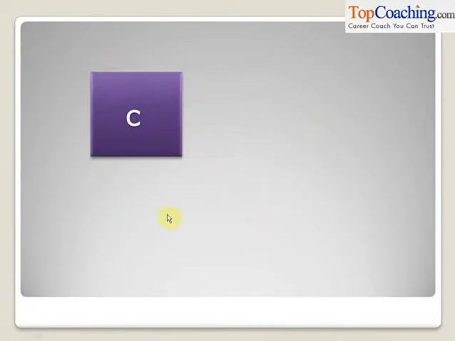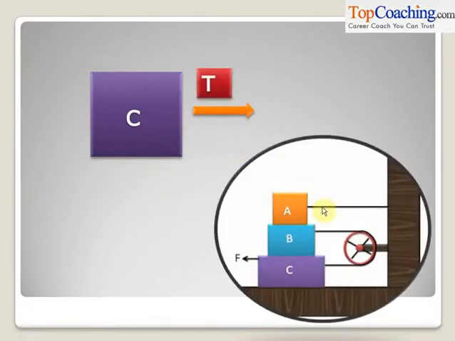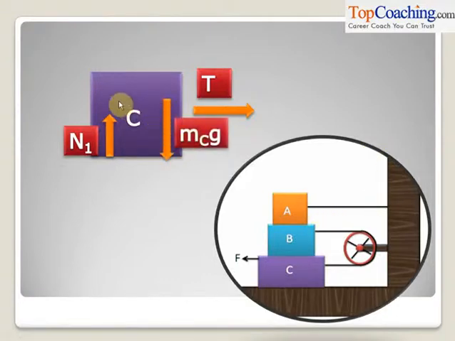Now we can draw the free body diagram of block C. Tension force T acts on block C because the string is massless. So the tension force acting on block B and block C must be the same. A normal reaction force N1 acts on C from the ground, and a force mcg acts downwards. That's the weight of block C. A force N2 acts on block C from block B.